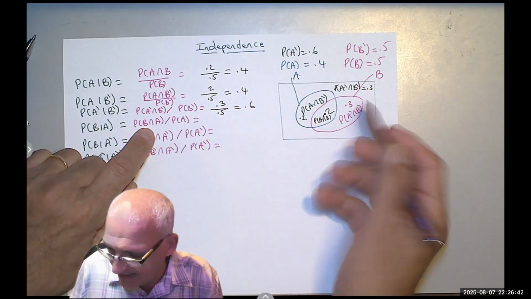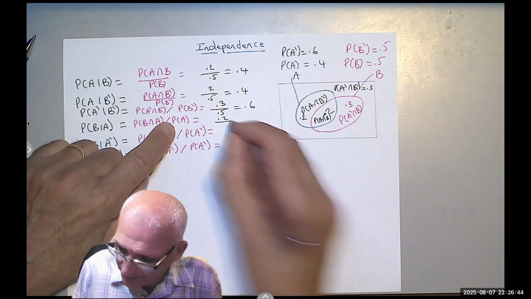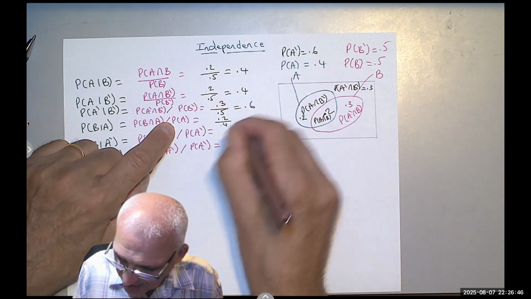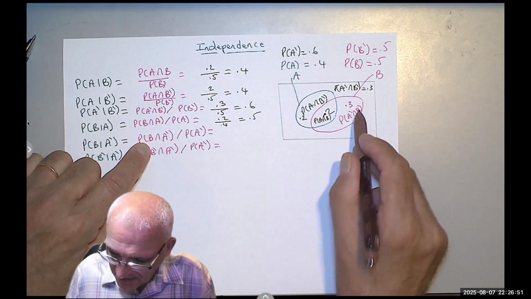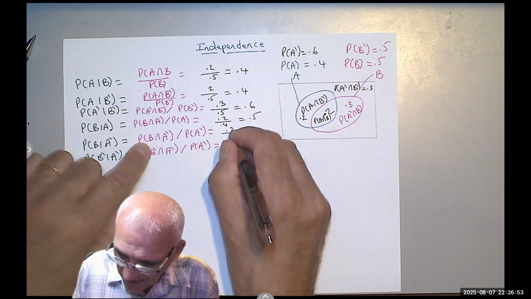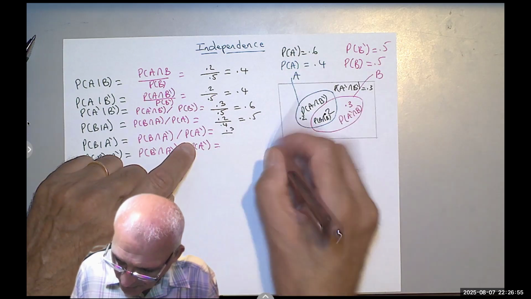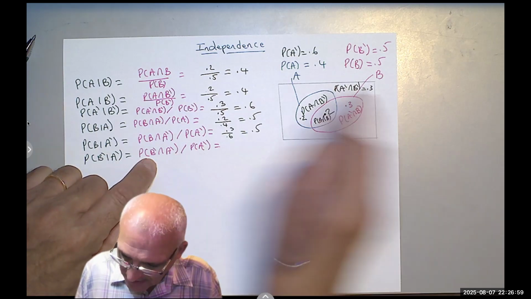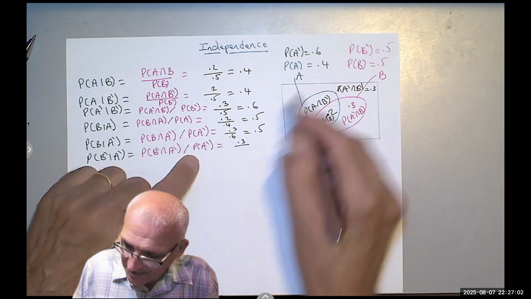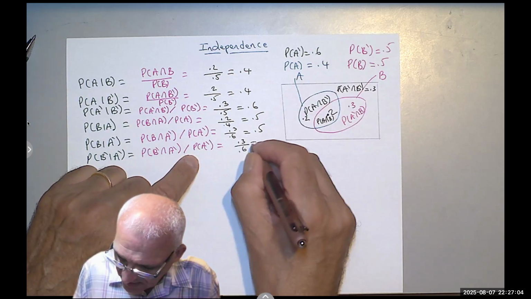B and A, or A and B, is 0.2 over probability of A, which is 0.4, so you get 0.5. B and not A, this is B and not A, it's 30%, 0.3, over not A, which is 0.6, so you get 0.5. And finally, not A and not B is 0.3, divided by not A, which is 0.6, you get 0.5.